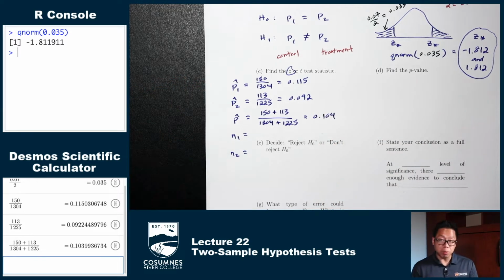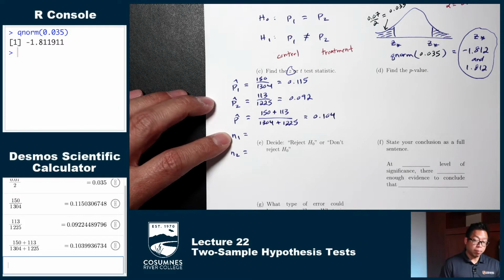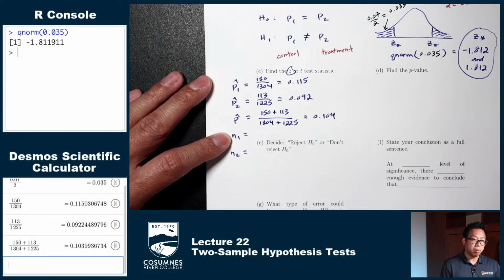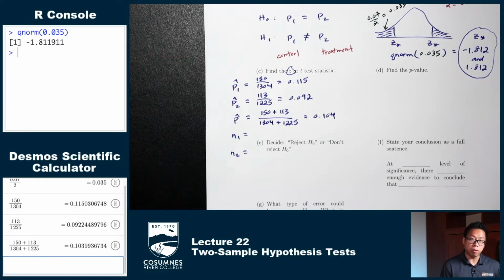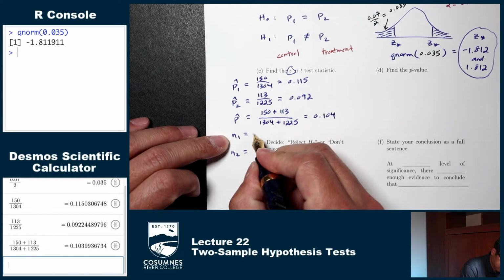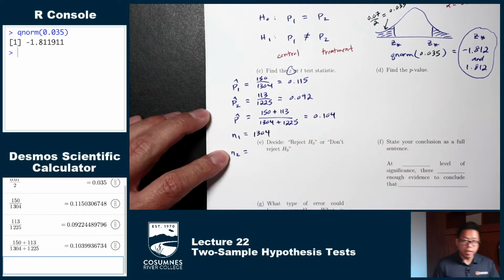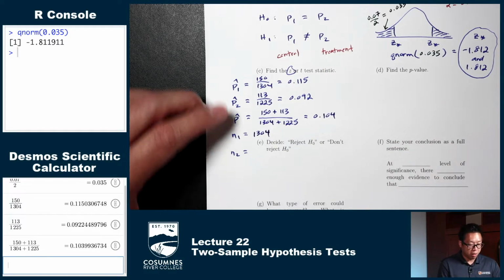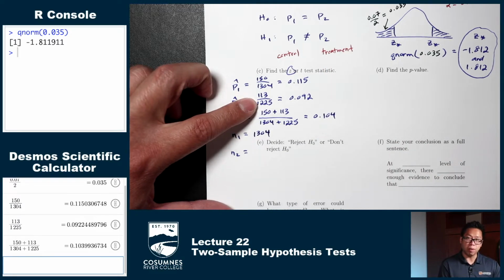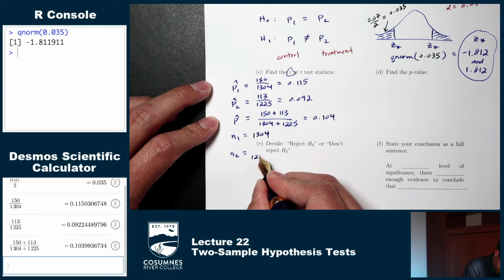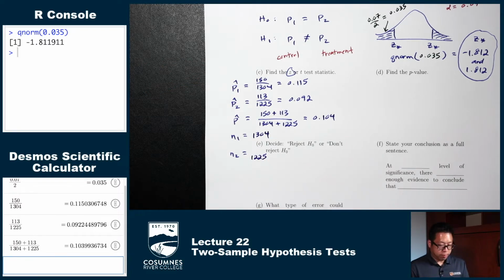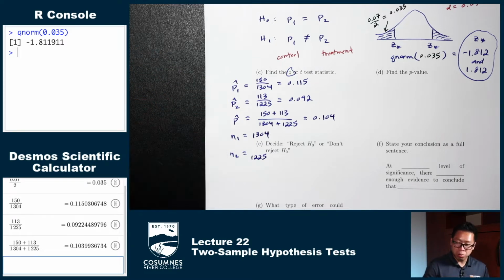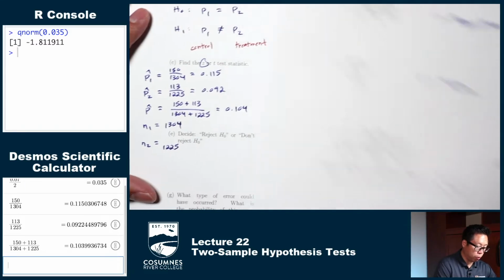N1, N2, these are my sample sizes. N1, how many people total for the control group? That should be the bottom of P1 hat, so 1304. N2, how many people total in the treatment group? That should be the bottom of P2 hat, so 1225. Okay, so we have P1 hat, P2 hat, P hat, N1, N2, so enter all of that into the formula.